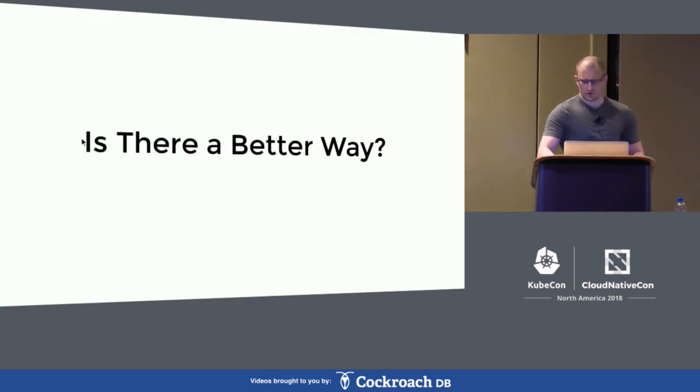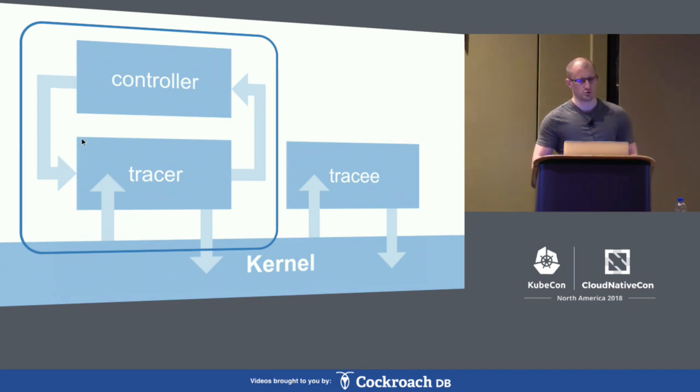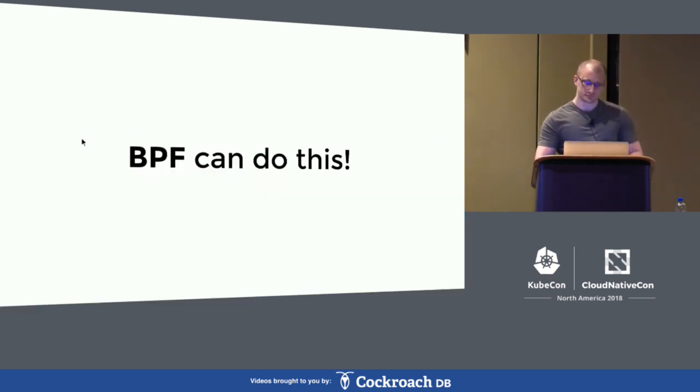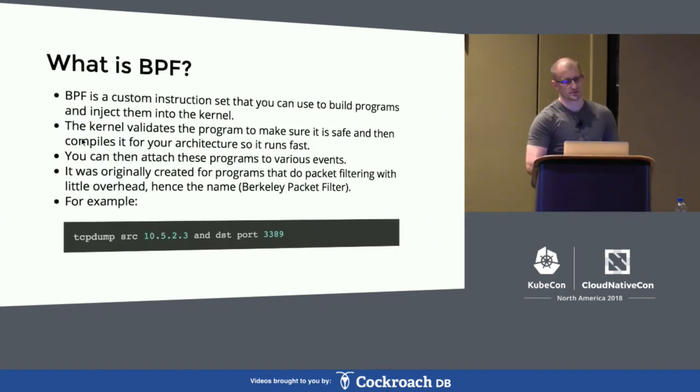So is there a better way to do this? What if we could move all this user land code doing I/O and doing context switches? There's no real necessity for that to live in user land. What if we could just move all that into the kernel itself? Then you have a tracee just hitting trap instructions, jumping into the kernel. The kernel does some work to instrument the code and then jumps back into the tracee. That would be ideal. So this is actually something that a technology called BPF can accomplish for us.